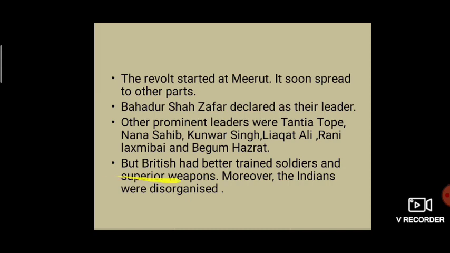Now, the Britishers had better trained soldiers. Although these were the prominent leaders, including Mangal Pandey and all, still the Britishers had better trained soldiers and superior weapons. Moreover, the Indians were disorganized. So this was one reason that the revolt of 1857 was a failure. Due to the lack of communication facilities, the leaders could not spread this revolt among the people. So the revolt did not spread to the wider regions of the country. This was one reason that this revolt was a failure.